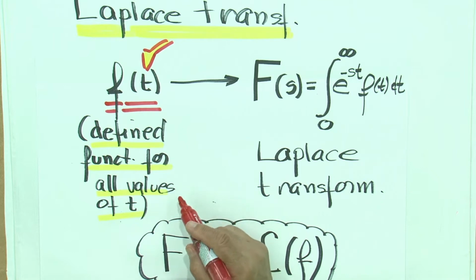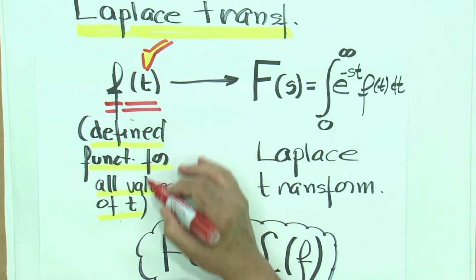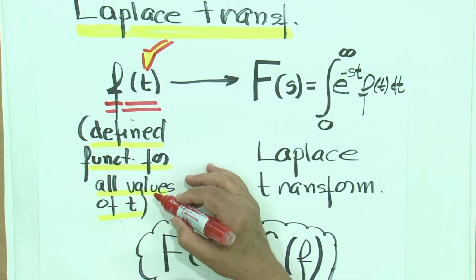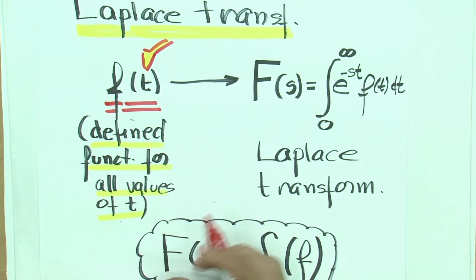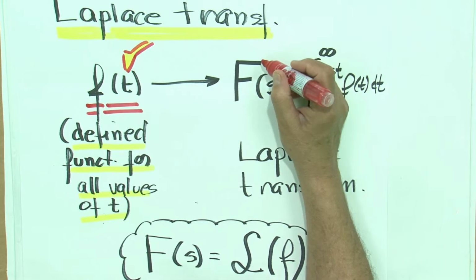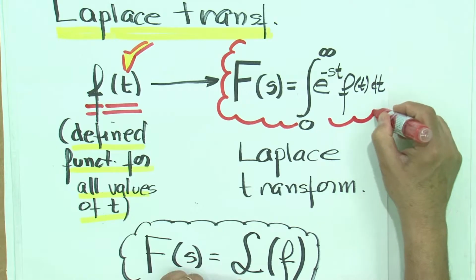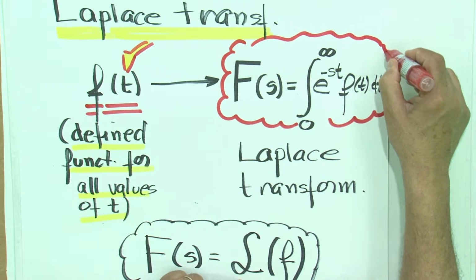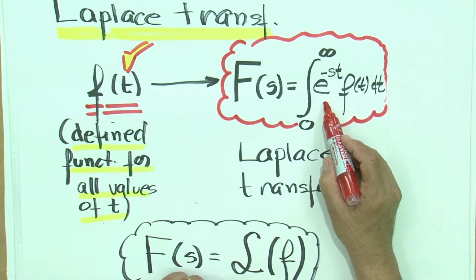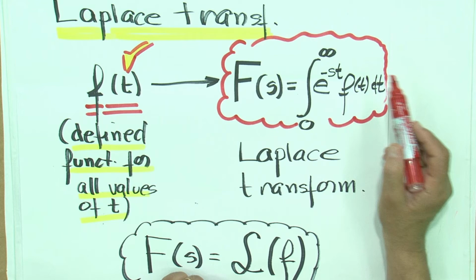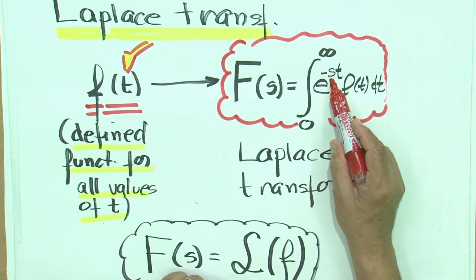We are considering that this function is well defined. It has a value for any value of t from 0 to infinity. This is called a defined function. Okay, we have this function. And then we can define what we call the Laplace transform of this function, which is nothing more than taking the function and multiplying it by the exponential of minus st.